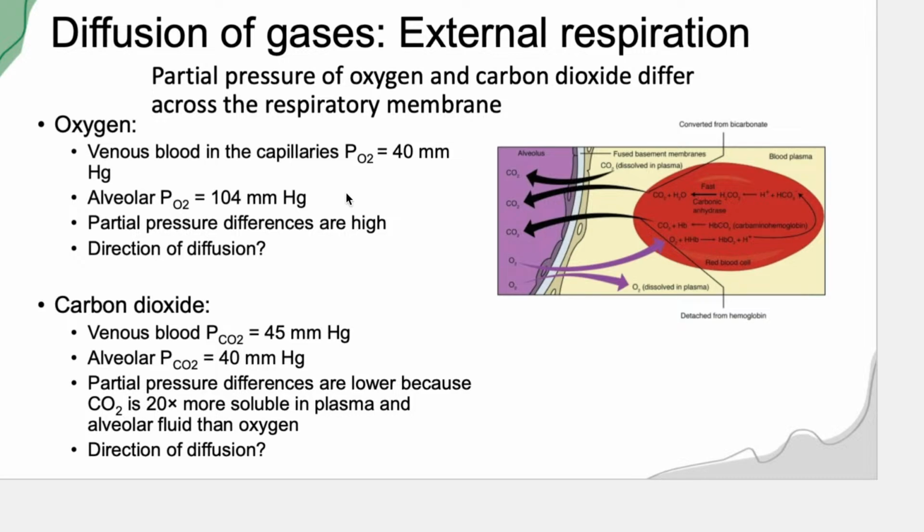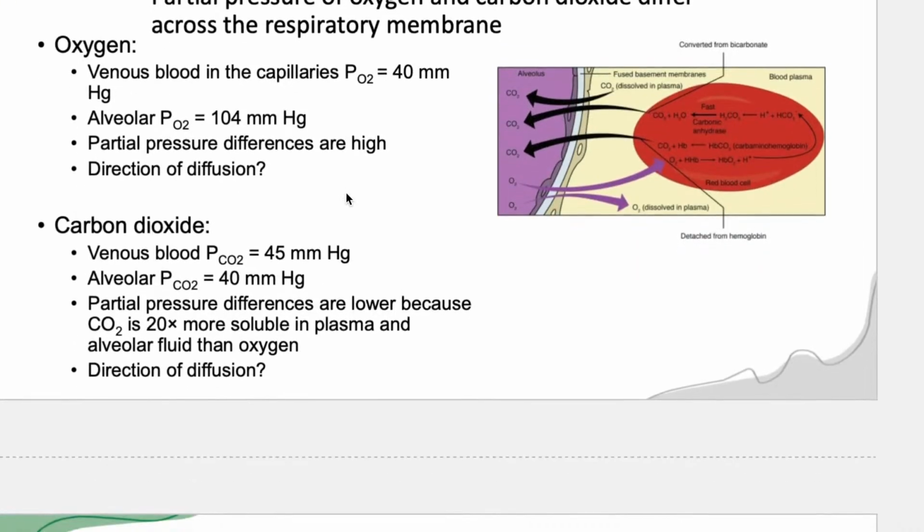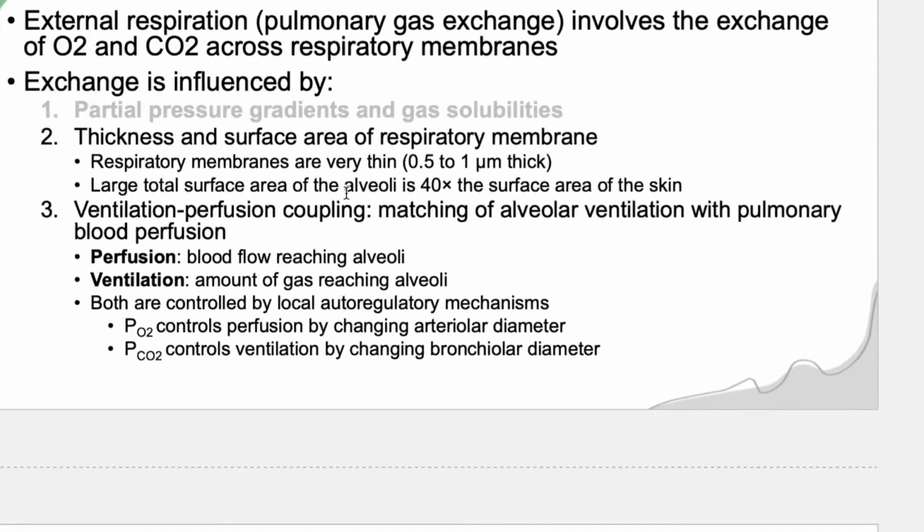Carbon dioxide does not need that much of a partial pressure difference because it's so much more soluble in plasma, so we can get away with that. However, oxygen does not like to dissolve in fluid, so that's why there's a huge difference between the 40 versus 104 and the 45 versus 40. So direction of diffusion, you guys know.